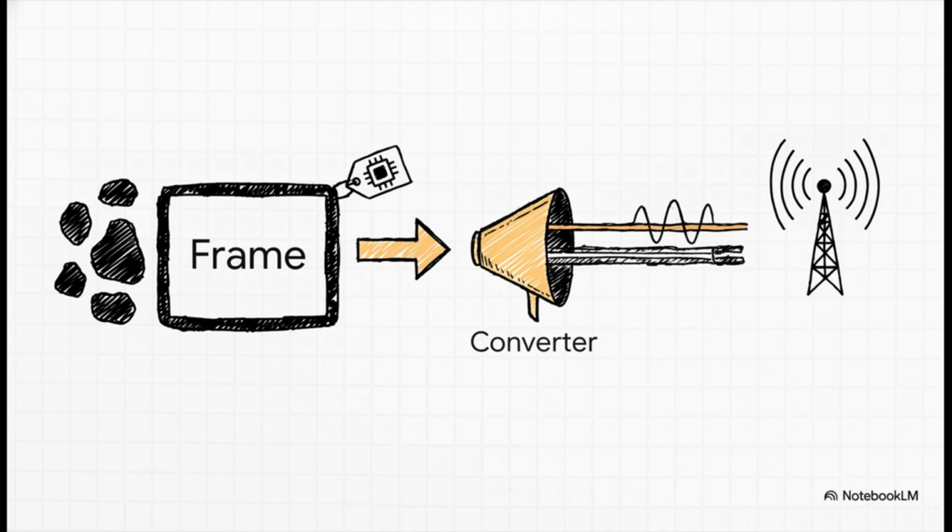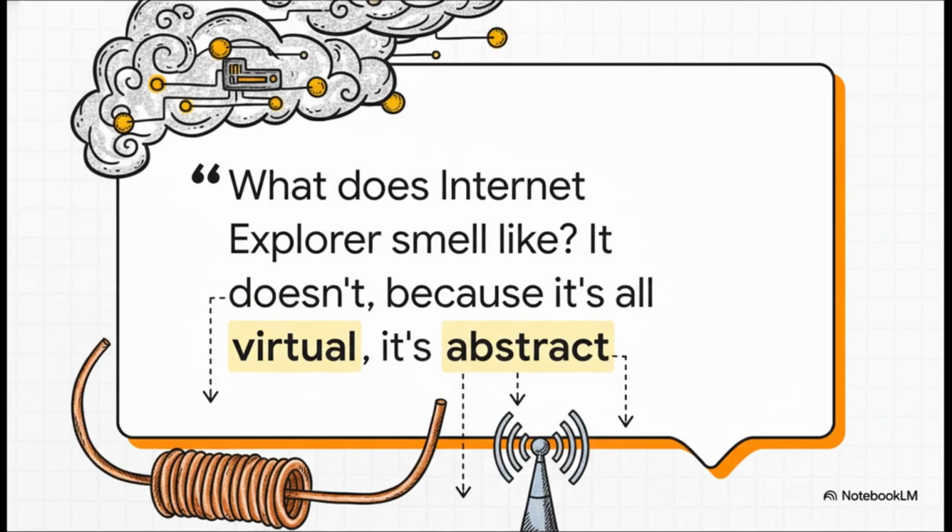And finally, the physical layer takes this fully wrapped and addressed frame and does something that is basically magic. It converts all those abstract zeros and ones into a real-world signal, an electrical pulse, a beam of light, or a radio wave. And this quote, I mean, it just hits the nail on the head, doesn't it?